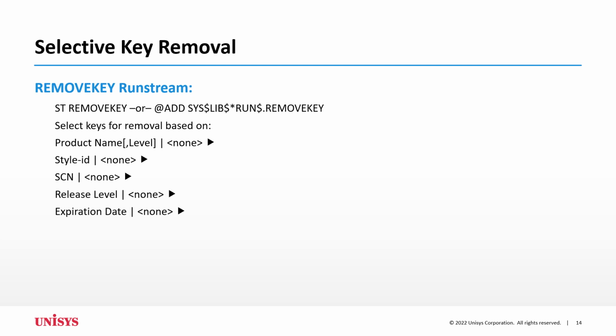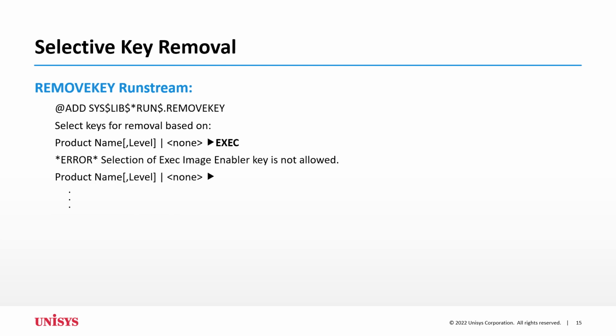For example, the following could be entered to remove all ClearPath OS 2200 release 20.0 field test keys. The same as with the key attribute selection screen, the remove key run stream does not allow selection of the exec image enabler key.